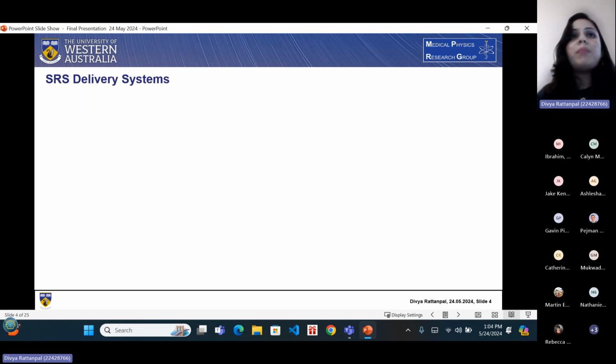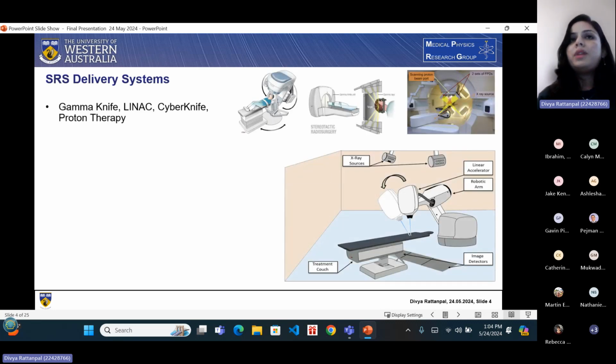There are many advanced stereotactic radiosurgery delivery systems: Gamma Knife, which uses precise beams of gamma radiation; LINAC-based radiosurgery, which uses high energy photon beams; and proton therapy, which uses protons to treat tumors. These three delivery systems require fixation devices and masks for patient immobilization.